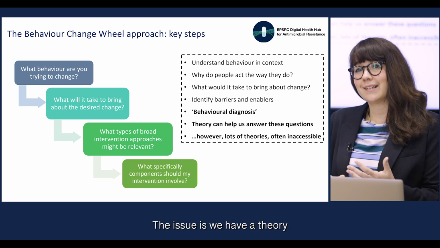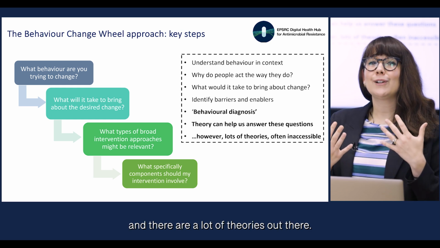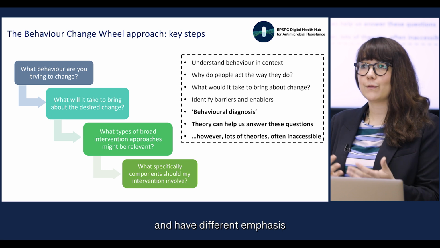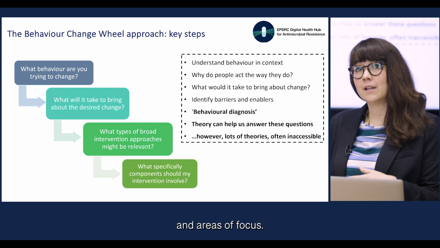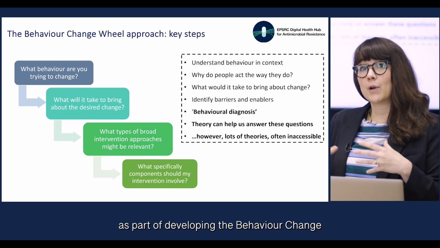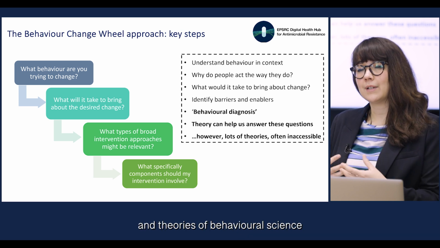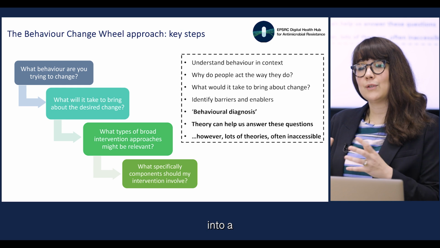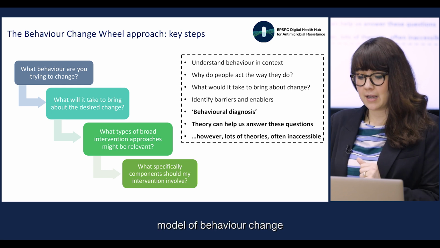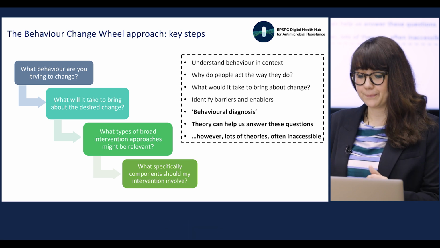The issue is, we love a theory in behavioral and social science, and there are a lot of theories out there. And again, some of them overlap and have different emphases and areas of focus. So in a bid and effort to try to simplify and streamline, as part of developing the behavior change wheel, we've integrated different models and theories of behavioral science into a simple but comprehensive model of behavior change that hopefully is more accessible to people from a range of different backgrounds.